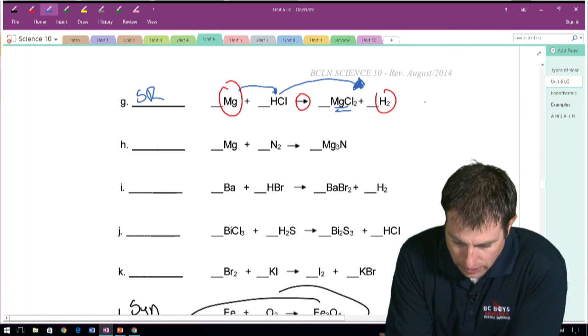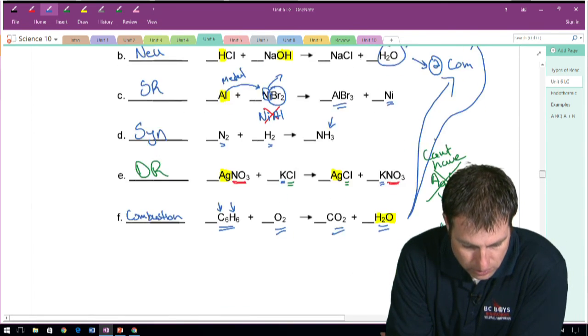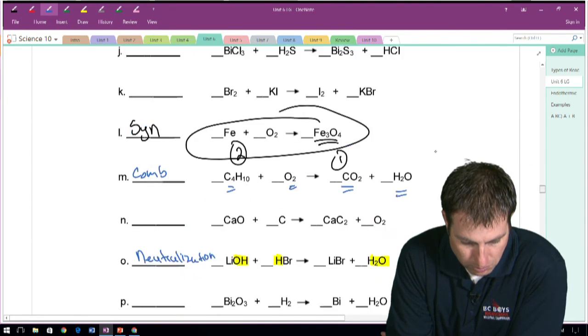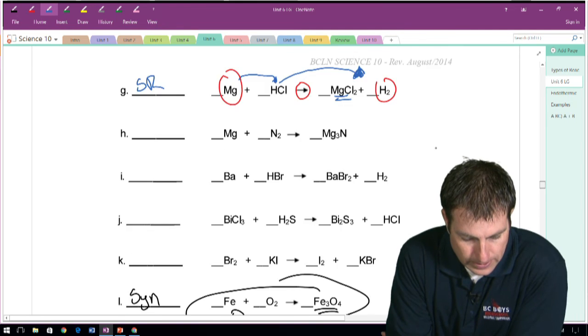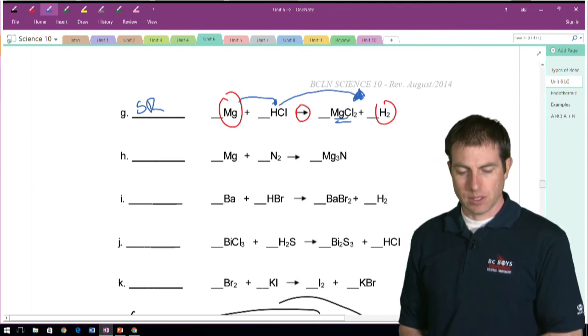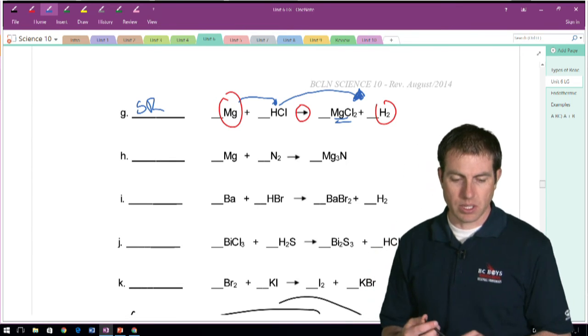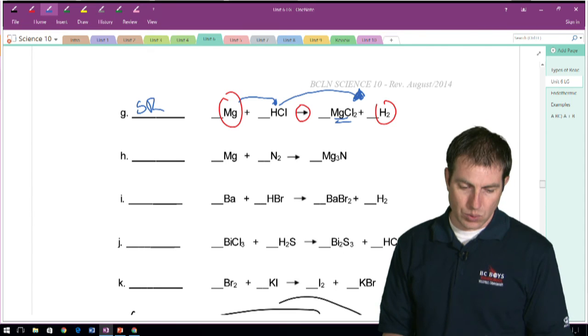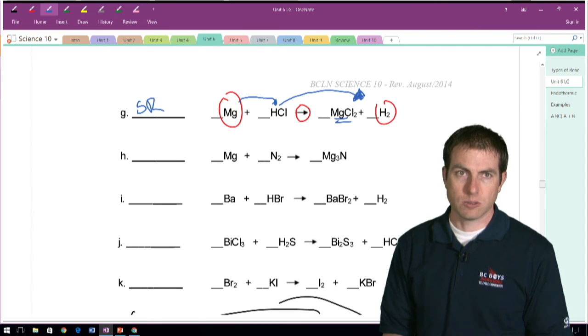I think I've done most of these. We did the first page. We did the second page, third page. Is there any other specific questions that anybody had in regards to these types of reactions? Anything you want to go through, anything you're confused about?